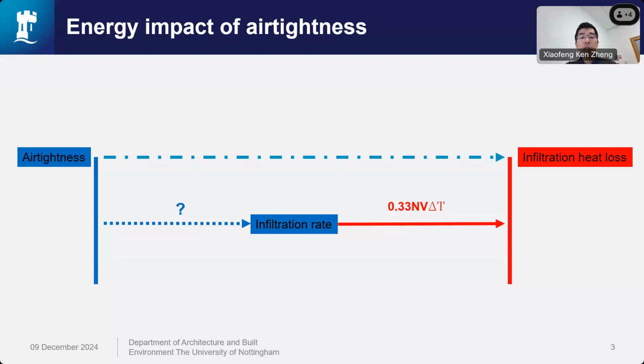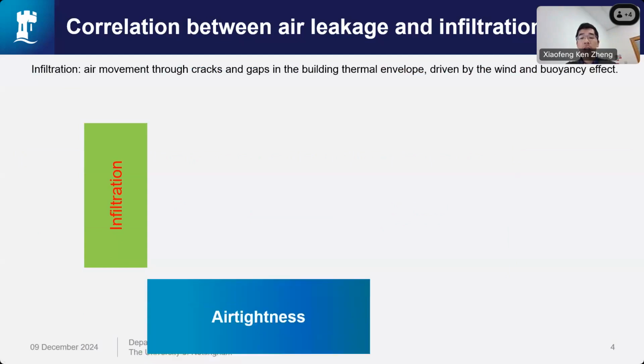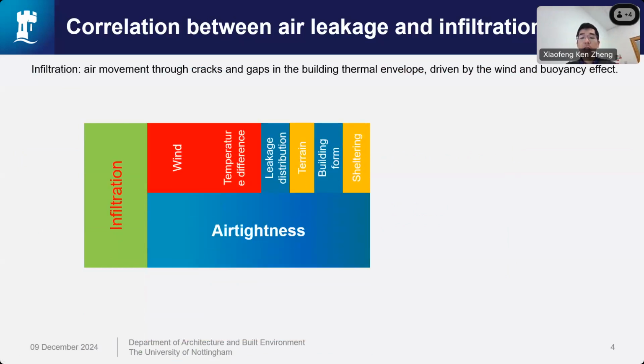But how can we quantify infiltration heat loss based on a building's airtightness? Leakage infiltration correlations are commonly used to estimate infiltration rates, though these correlations remain complex due to the many variables involved. As we know, infiltration refers to the airflow through the building envelope driven by environmental conditions, while fundamentally determined by a building's airtightness. It is also influenced by a range of factors, including building characteristics, environmental conditions, and the surrounding factors. So accurately quantifying the individual impact of these factors remains a significant challenge.